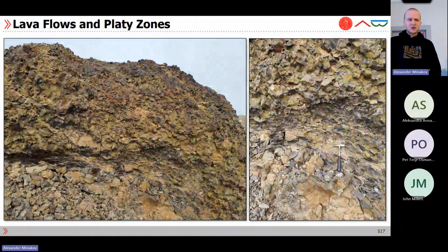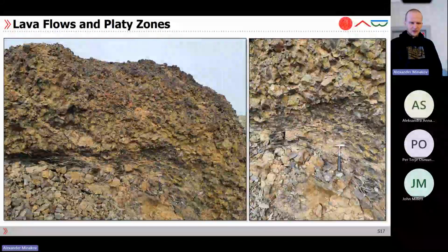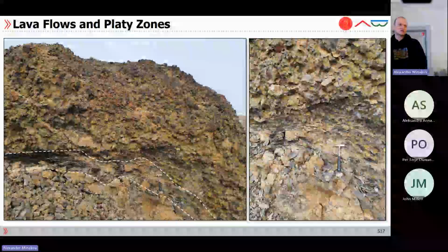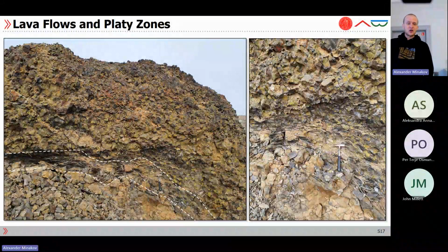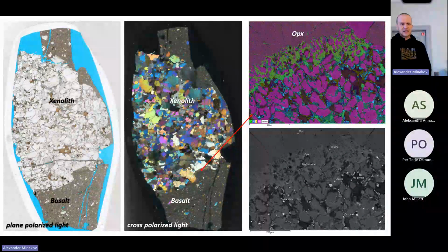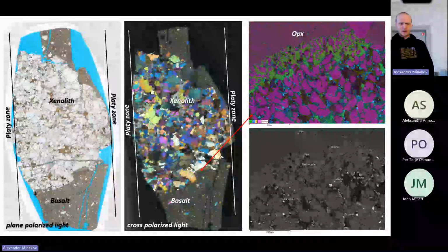So yeah, and coming back to these very nice features, which really impressed us during the field trip. These are these platy zones. They're generally associated with the basal part of the lava flows. They're quite thick, their thickness is about maybe half a meter or more. And this is the thin section which is taken from the plate itself. And this is the direction of the plate zone.